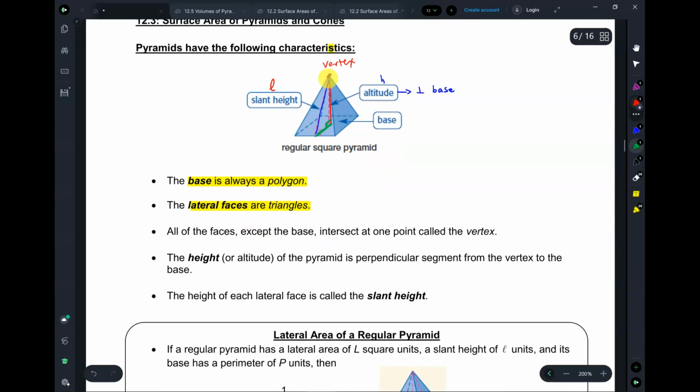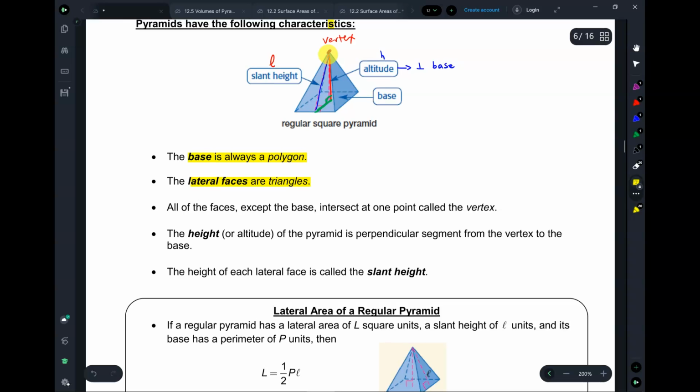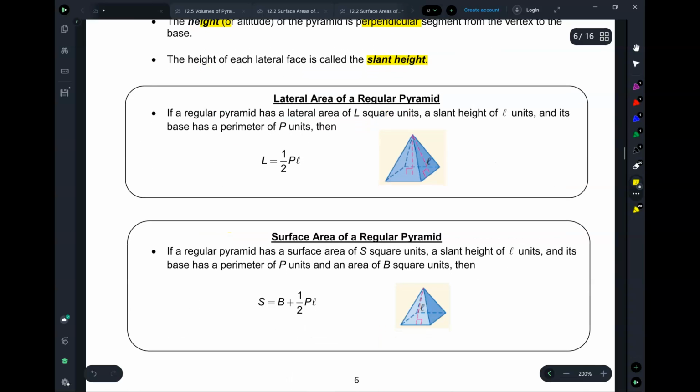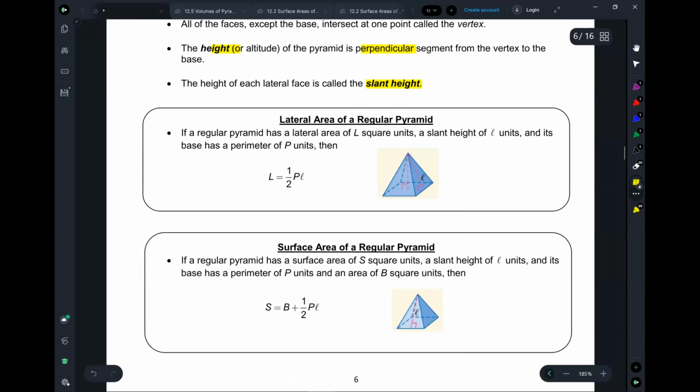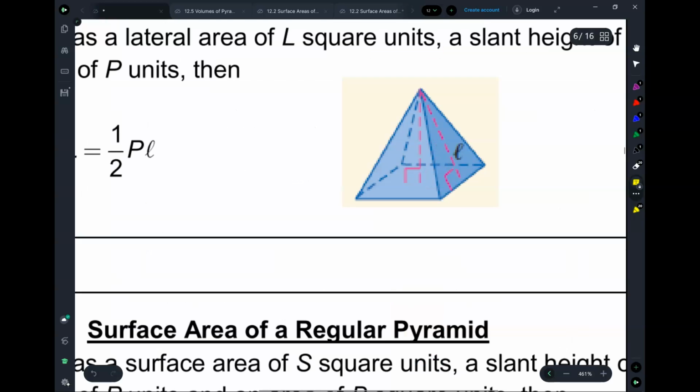And then we talked about this. The height is perpendicular, and then we have a slant height as well. Okay, so the lateral area of a regular pyramid, okay, the lateral area is half times P times L. All right? Does that make sense?